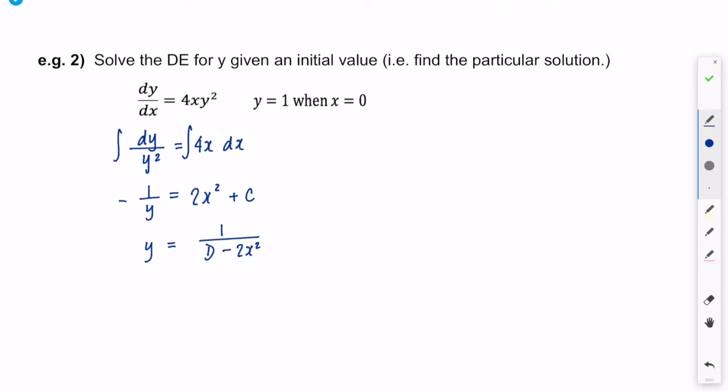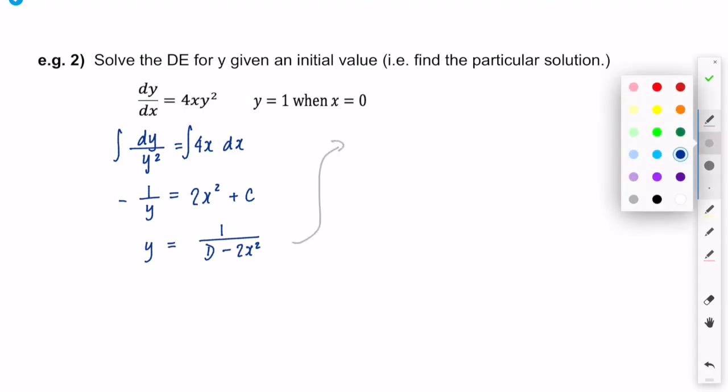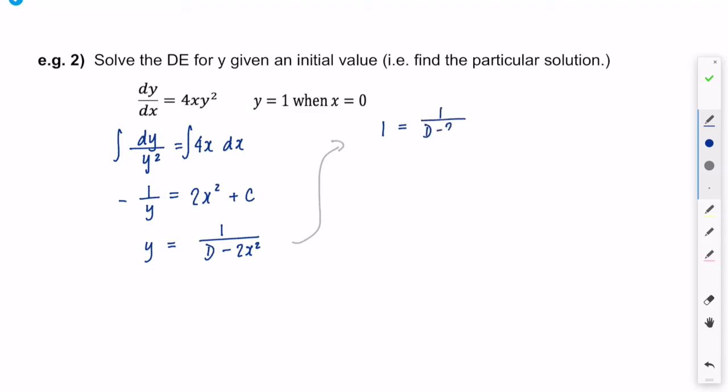Okay, so what's next? Well, we are looking for a particular solution. That means we must use the initial condition now. I'm just going to switch over here. Plugging in y equals 1 and x equals 0, I have d equals 1. As a result, the particular solution that I'm looking for is y equals 1 over 1 minus 2x squared. That's it.